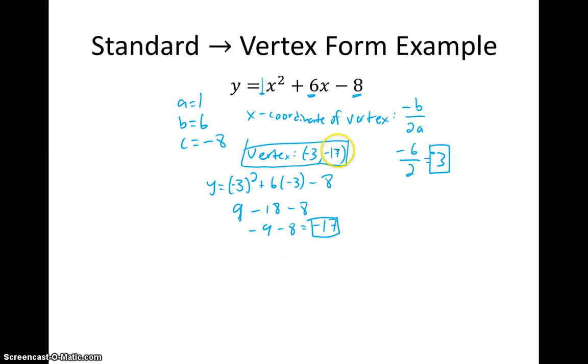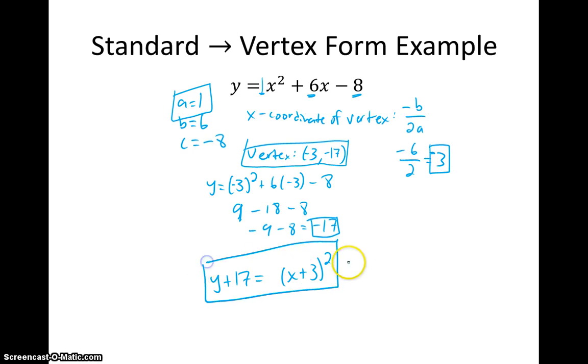So remember, whatever I have here, it's always the opposite in the vertex form. So it's going to be y plus 17 equals, now you've noticed here, I like to do the x first, and then I worry about the number in front later. So it's going to be x plus 3 quantity squared. And then right in front of the parentheses here, what do I put there? Oh, it's just the a value. Well, in this case, the a is 1. So do I need anything there? I don't think so. I could put the 1 there if I wanted to, but without it there, it just means there's a 1. So I'm all done there. That is my final answer for vertex form.